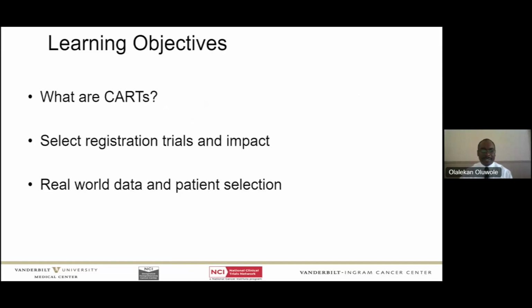So the learning objectives for today's brief talk will be a little bit of what are CAR-Ts, what are these things that are called CAR-Ts. It's going to be a brief introduction. We'll talk about select registration trials and their impact. We cannot talk about all the trials because the time would just not permit for that. And then the real meat of the discussion is the real world data and how we can use some of those data in patient selection.